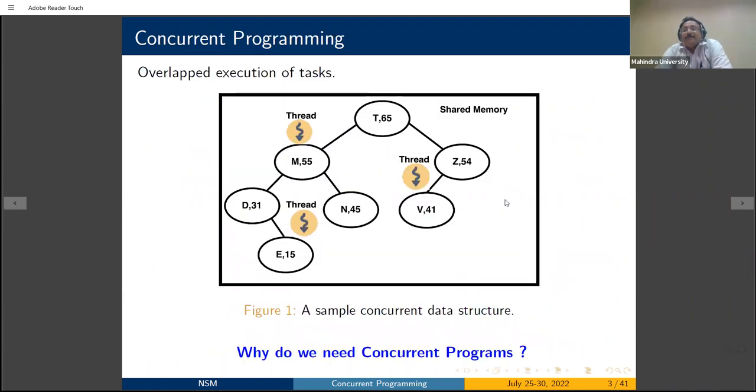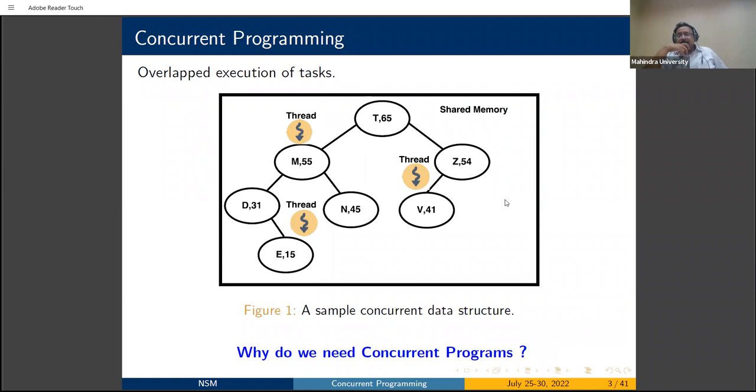Next one. The name itself says this is an HPC course on concurrent programming. Many of you know the definition of concurrent programming. When we look at the definition, it is overlapped execution of tasks, right? What is meant by that?